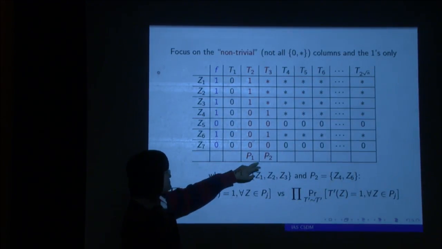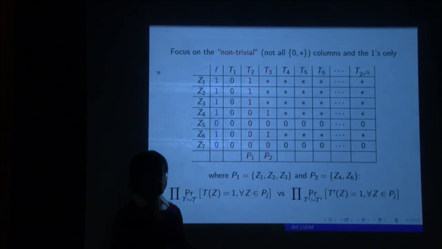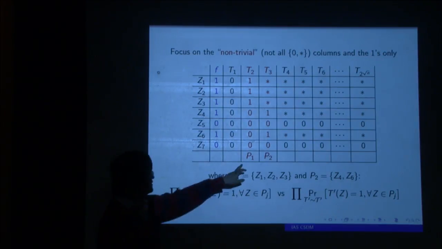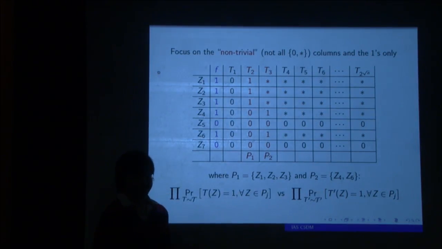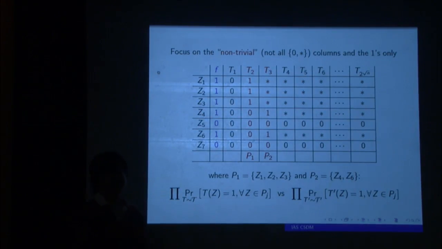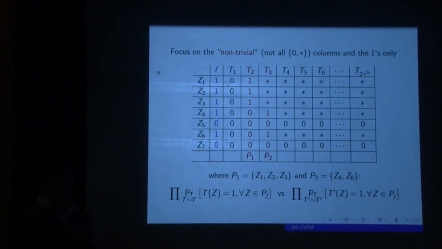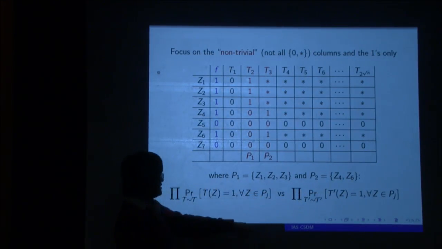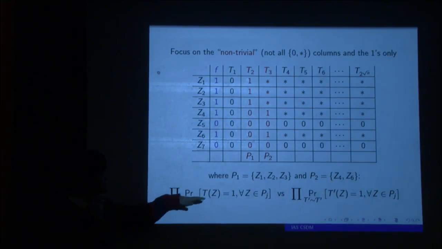And I'll use P1, P2 to denote the following decomposition, a partition of your input strings. P1 contains all the strings with a 1 entry in the first non-trivial column. P2 contains all the strings with a 1 entry in the second non-trivial column, going from left to right. So in this case, P1 contains these 3 strings, P2 contains these 2 strings, and let's compare these 2 probabilities.